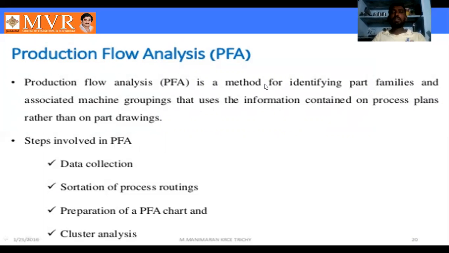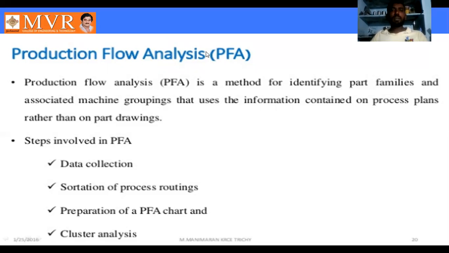Production flow analysis is the method for identifying the part families. In part families, what we are doing is grouping. It gathers a number of parts and puts them into one family. So that is called a part family.